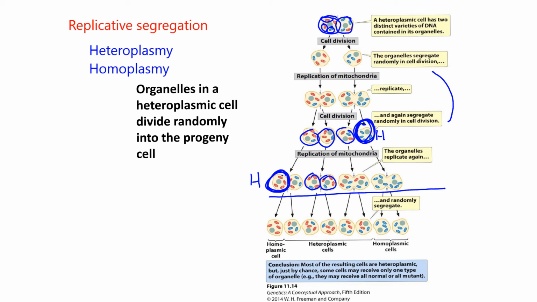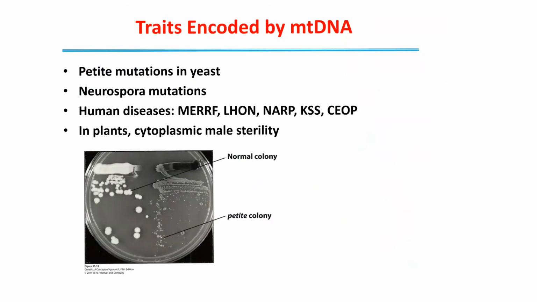Mutation in mitochondrial DNA can result in certain disorders and diseases. The first mutation of mitochondrial DNA was studied in yeast and in Neurospora, two genetic model organisms. I will not discuss those in detail. You can read about it in the book.